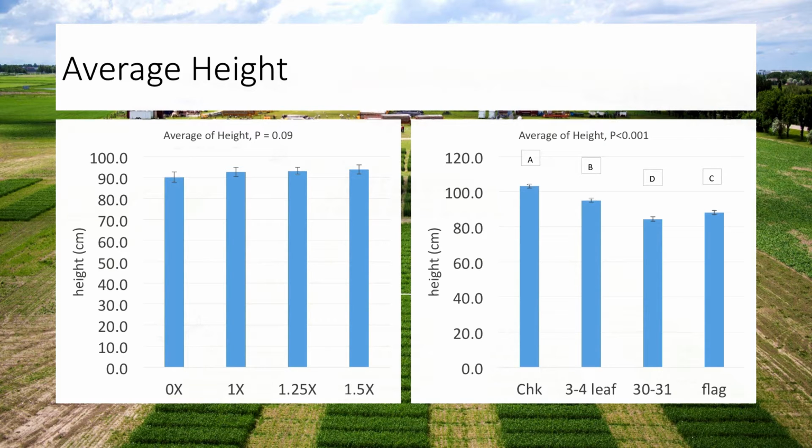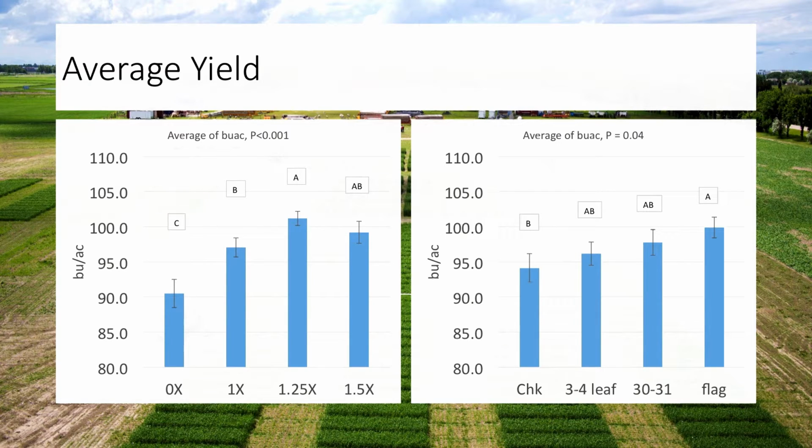And then we saw the flag leaf was next best, maybe 85, 86, followed by the 3 to 4 leaf. So that's good news for anybody who's really concerned about shortening the straw and making sure they don't have any lodging problems.